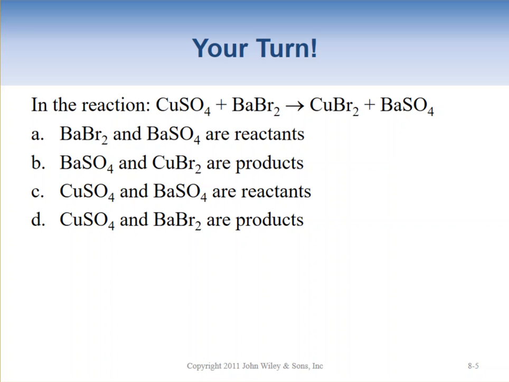So in the reaction given here, copper 2 sulfate and barium bromide produce copper 2 bromide and barium sulfate. Which are the reactants and which are the products? You look at the arrow, the yield sign. It's pointing towards the copper 2 bromide and barium sulfate, so those two are the products, and copper 2 sulfate and barium bromide are the reactants. So the answer is B.